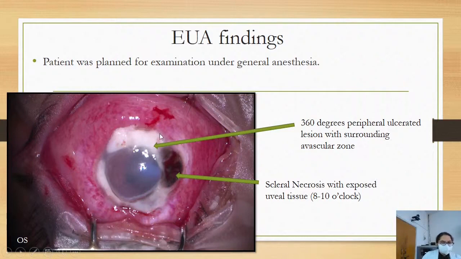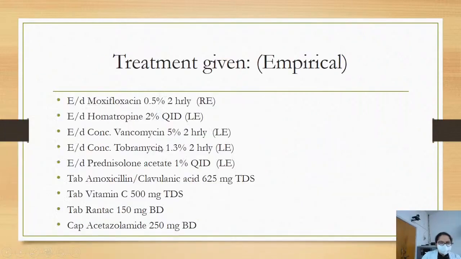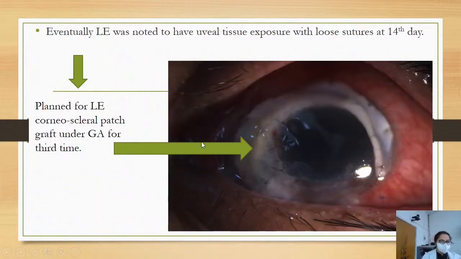Similarly, we also sent the swab for microbiological examination for staining and culture sensitivity. And we started the patient on empirical treatment. Along with that, moxifloxacin eye drops 0.5% 2 hourly was started in right eye. Along with that, homatropine 2% QID for left eye. So the patient was planned for repeat left eye corneoscleral patch graft for the 3rd time.